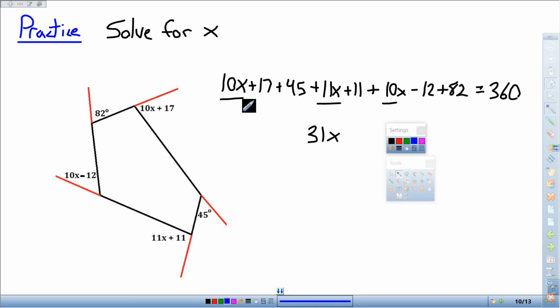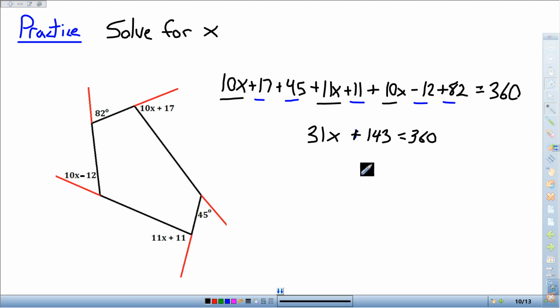And then we have this 17, 45, 11, minus 12, 82. This is where, if you're going to mess up on this problem, it would probably be in this spot. So just be careful. So 17 plus 45 plus 11, minus 12, and then plus 82 gives me positive 143. So 31x plus 143 equals 360.